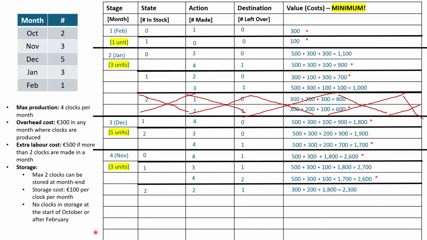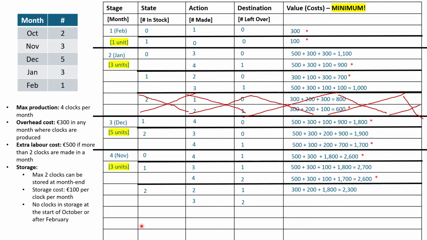and then we need to consider, well, what if we had 2 in stock? So if there were 2 in stock at the start of November, then we have to make at least 2 to have 1 left over. If we think about the cost there, that means we have 300 for overheads, 200 for our storage of these two, plus 1800, which is if we have 1 at the end of November, that means 1 at the start of December, which brings us back to this line here.